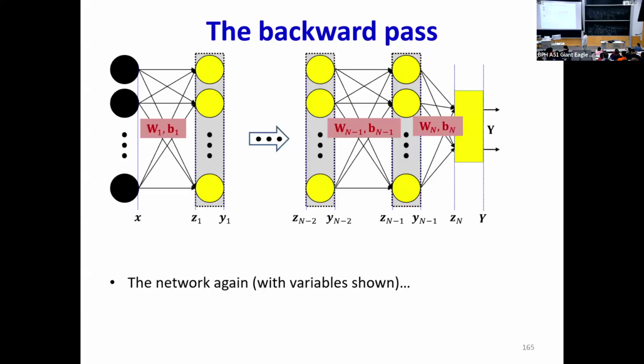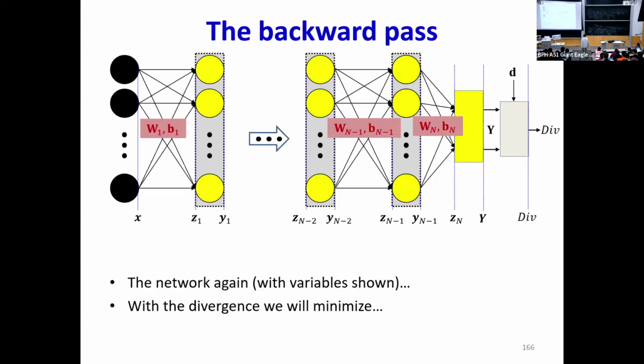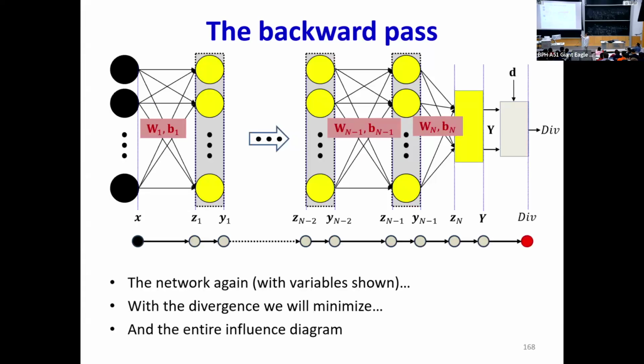If I write down all the variables: X going in, then there's a Z, then there's a Y, then there's a Z, then there's a Y, all the way to the final Y. And then finally there's a divergence. So if I draw the influence diagram, this is what it's going to look like. The variables are shown: X influences Z1, Z1 influences Y1, Y1 influences Z2, Z2 influences Y2, and so on.